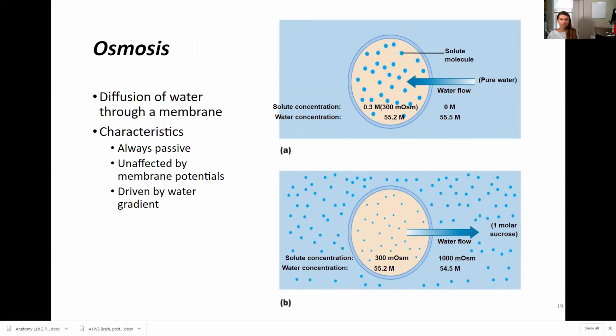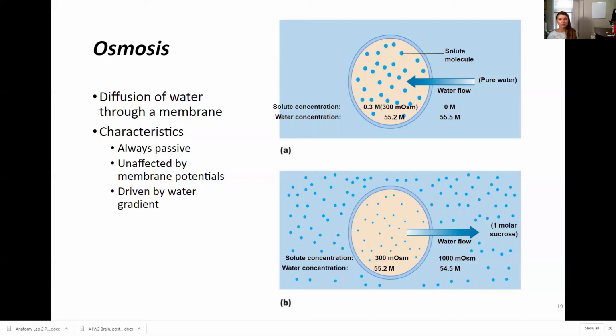So when we're talking about osmosis, we're talking about the diffusion of water across a membrane. We don't usually draw on the channels that water is going through, but this would be the responsibility of aquaporins, which are a water channel that allow water to move very easily across a membrane. They're present in almost every cell membrane. So osmosis is diffusion, the passive movement of water across a membrane.